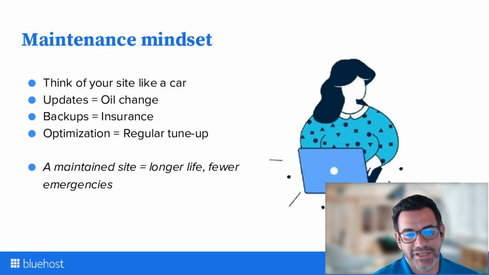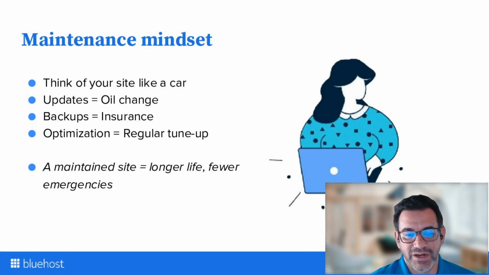So let's talk about the mindset you need to have good maintenance. You want to think of your website as a car, right? You have a car, there's different things you have to do. Once you drive it off the lot, that doesn't mean that's the end of your job. Think of the updates as the oil change, something that has to happen routinely and in a timely manner, based on an actual amount of time or amount of miles.